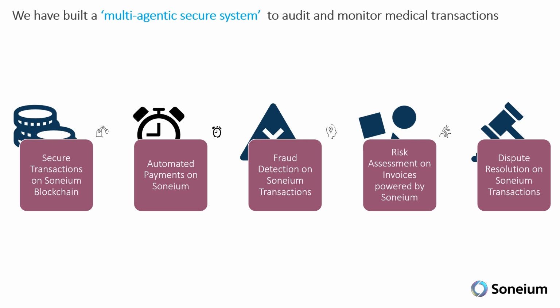Omnica is a multi-agent system built for five primary purposes. The first one being secure transactions on Soneium blockchain. The second one is supporting automated payments on Soneium. The third one is the fraud detection on the transaction hashes from Soneium. The fourth one is risk assessment on invoices and bills. And the fifth one is dispute resolution on Soneium transactions. So Omnica supports all these five functionalities.